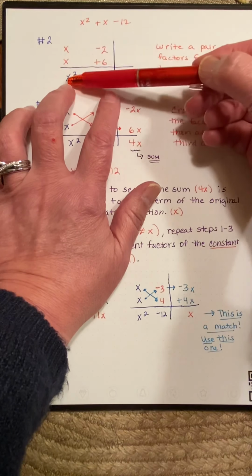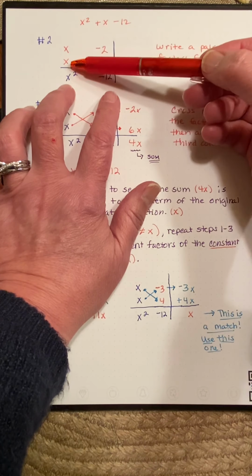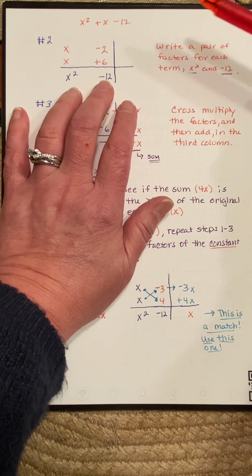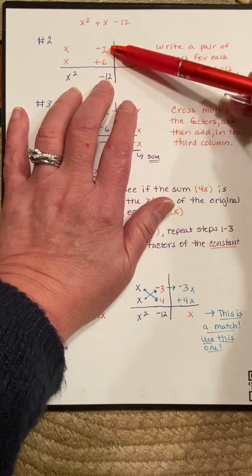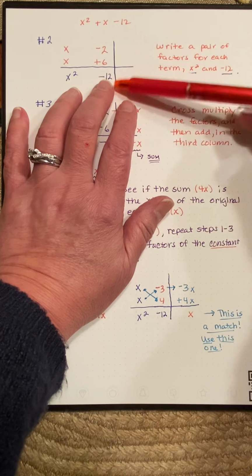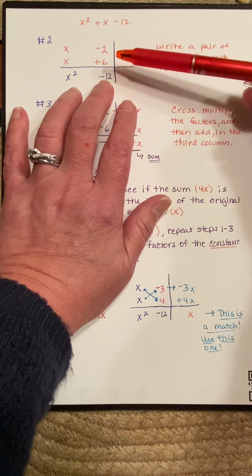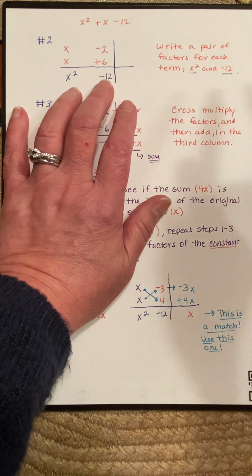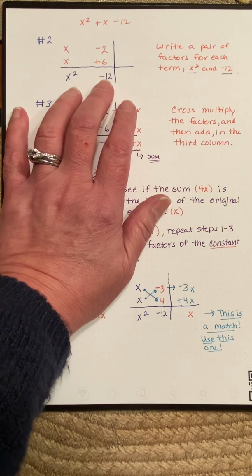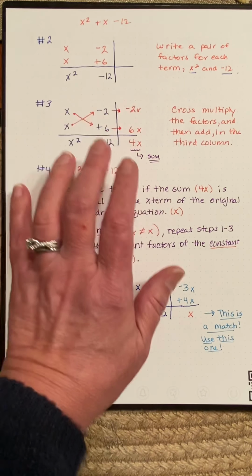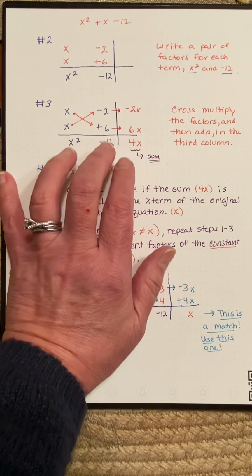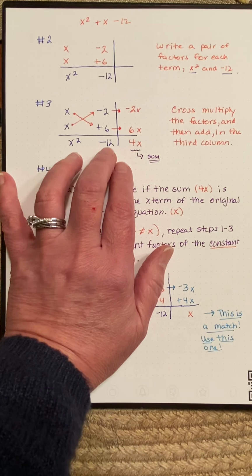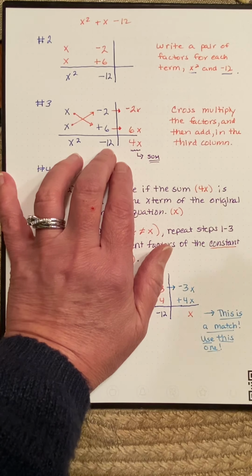So, of course, x squared, the only way you can do it is x times x. That's x squared. One way of doing negative 12 would be a negative 2 times a positive 6. Now remember, for a negative answer, one is going to be positive, one's going to be negative. Okay, this is one set of factors that it could be. So we're going to try it. Now this looks kind of crazy, but bear with me, it's very simple once you get the hang of it.